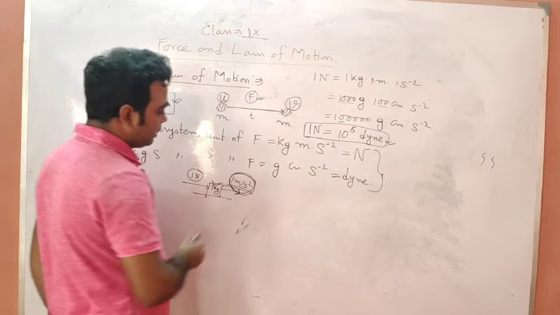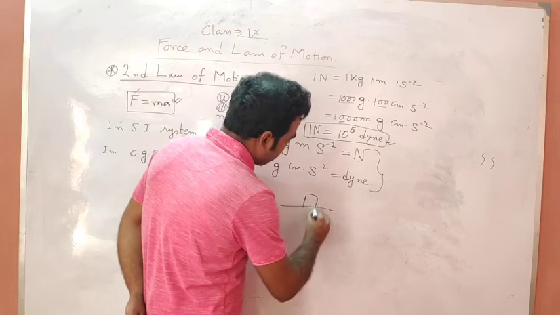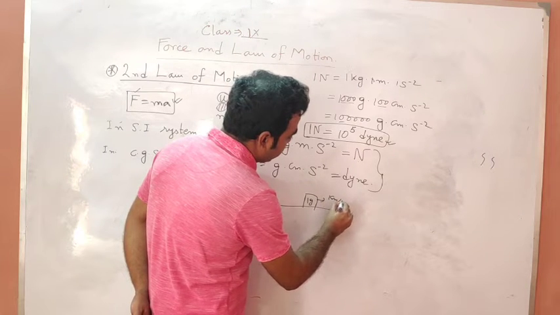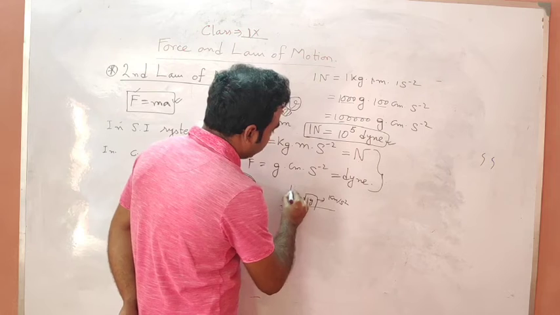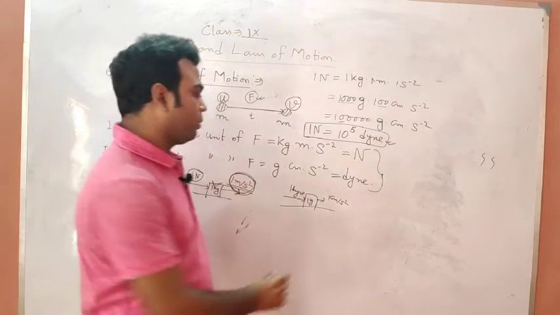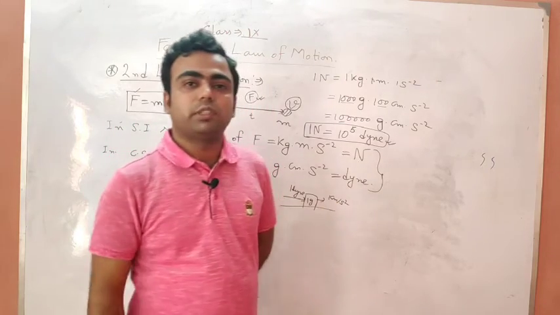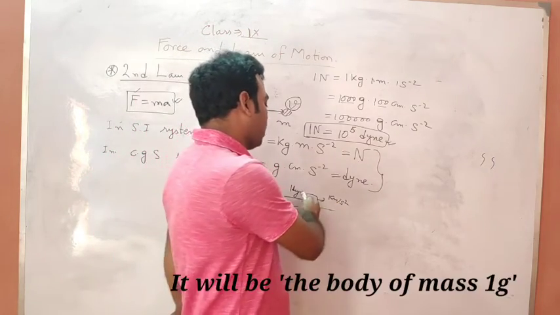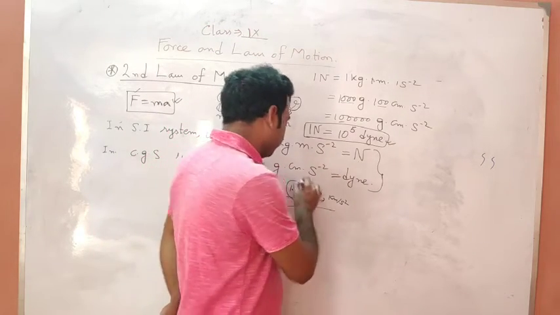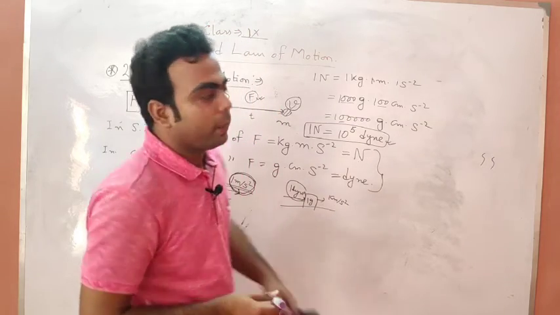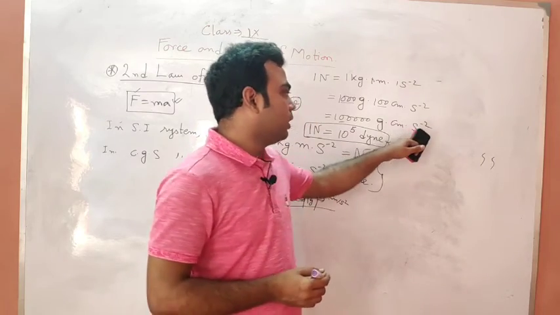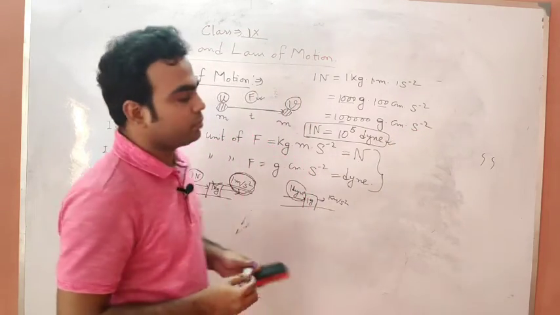Same like that in the CGS system, what will it be? Suppose it is 1 gram of mass and we require 1 centimeter per second square acceleration, then we have to provide 1 dyne force. So the required force is called 1 dyne. Okay, so we get the definitions of the units of force also.